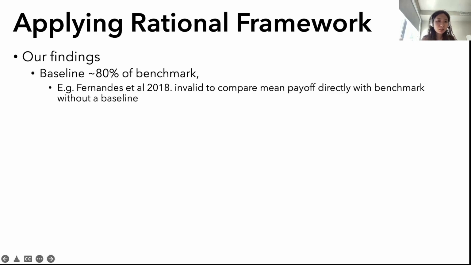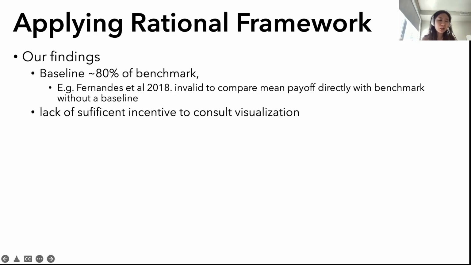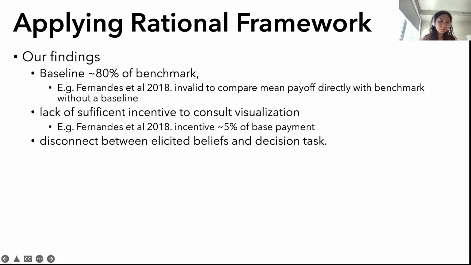So, like in Fernandes et al., the 2018 paper, they claim that behavioral agents are able to achieve 85% of the benchmark. This is not a valid claim because they're not comparing with a baseline, and the baseline is able to achieve a good fraction of the benchmark. And also, the Fernandes paper lacks sufficient incentive for people to consult the visualization because the rational agent is guaranteed a base payment. And the gain from visualization is only about 5%, which is relatively small.